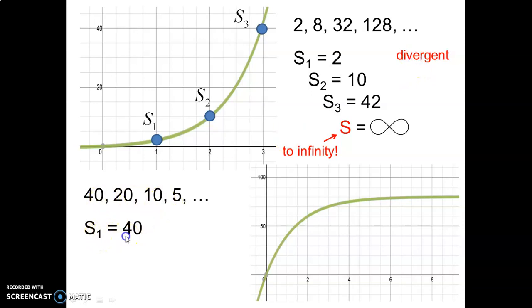Let's look at the other one where we had these terms here. The sum after one term is 40. The sum after two terms is 60. The sum after three terms is 70. And we can see that here. Here's the sum after 1, after 2, after 3 terms.